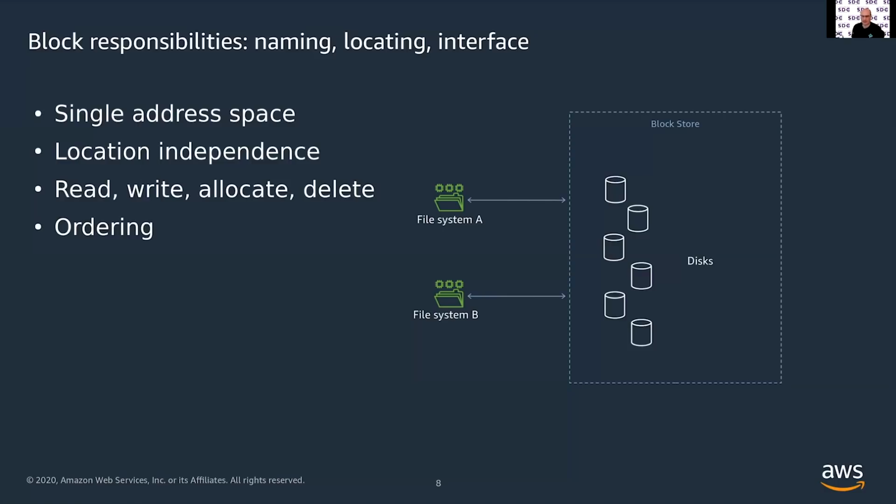Now, the third set of properties of the block layer that we've chosen to put there is being responsible for determining the order of events in the file system. And I'll come back to this topic in a little bit.